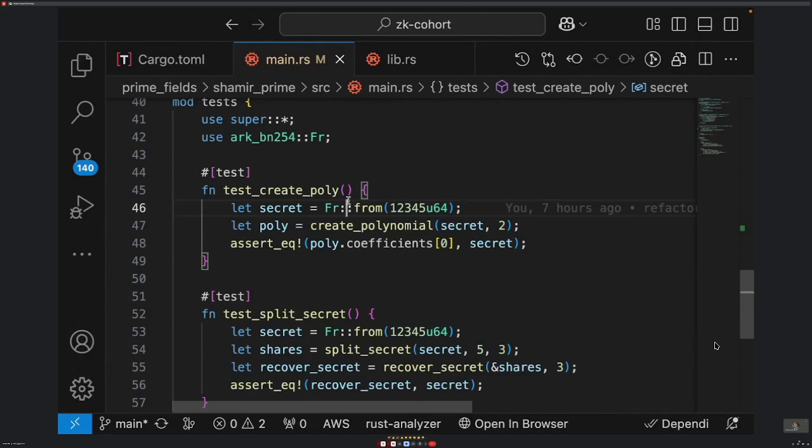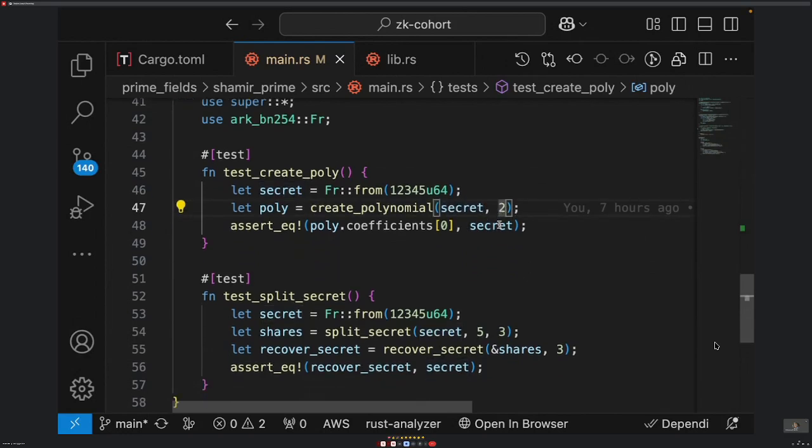The prime. So now what I did was I created the polynomial at the secret. I passed in the secret, then I passed the degree, which is 2. Then the next one is that I did assert equals. My assert equals is going to check the polynomial coefficients, which is that array, at index 0, it should be equal to my secret.